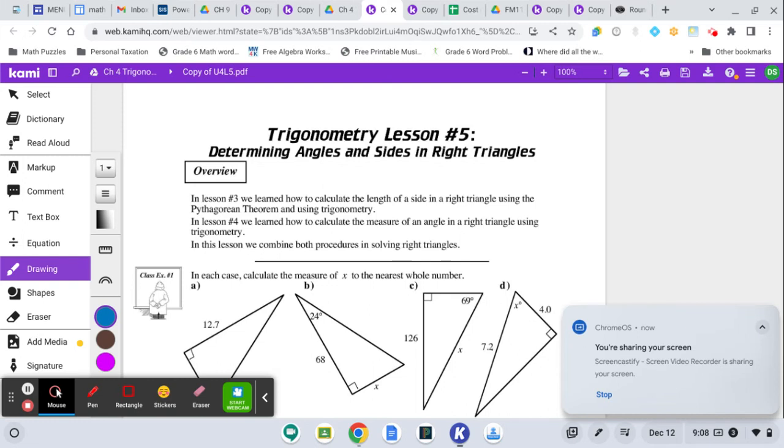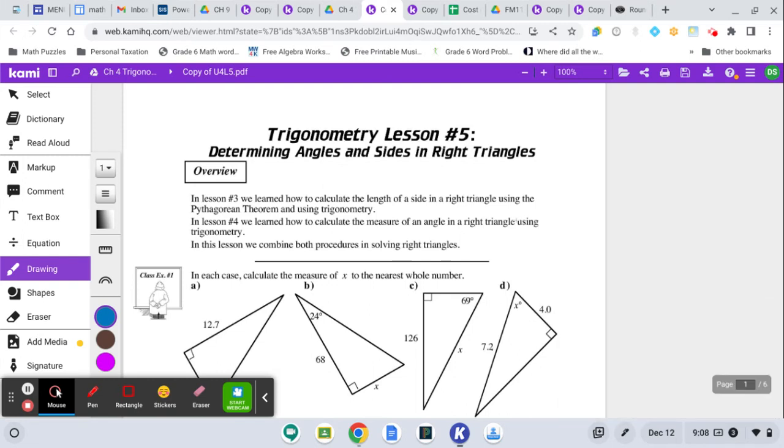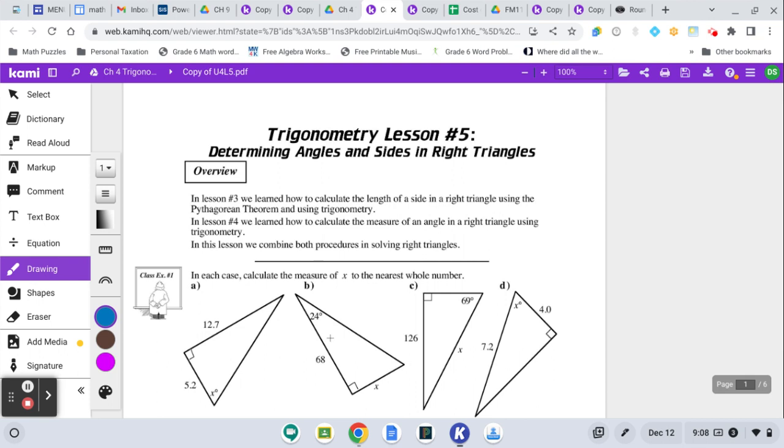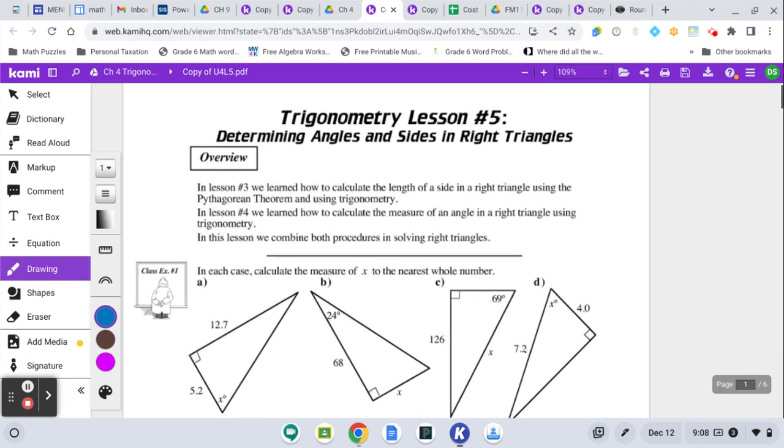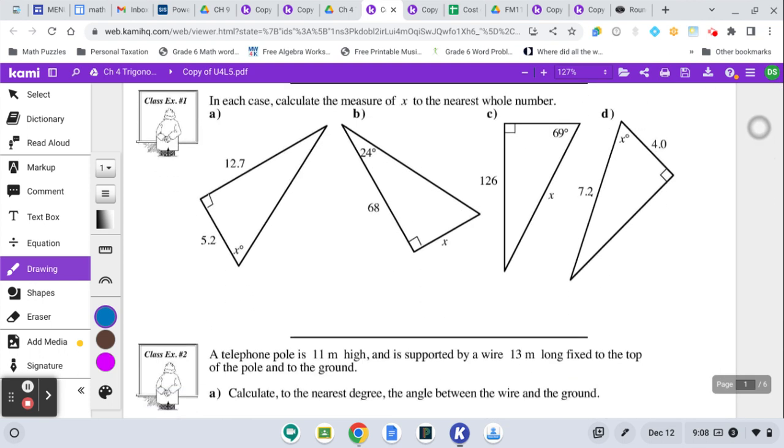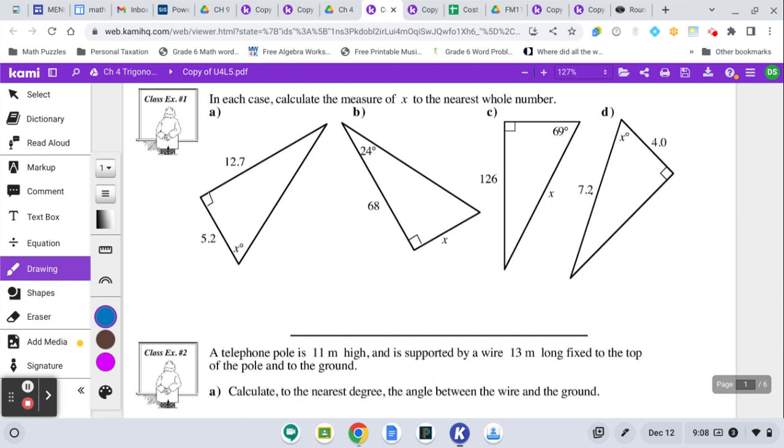And using trig. In lesson 4, we learned how to calculate the measure of an angle. In this lesson, we will do both. Okay, so class example number 1. What are you looking for right there? Where's X? What's X on your page? Letter A, an angle. So to find an angle, you need to label the sides relative to that angle. So quickly write on there whether they're opposite, adjacent, or hypotenuse.